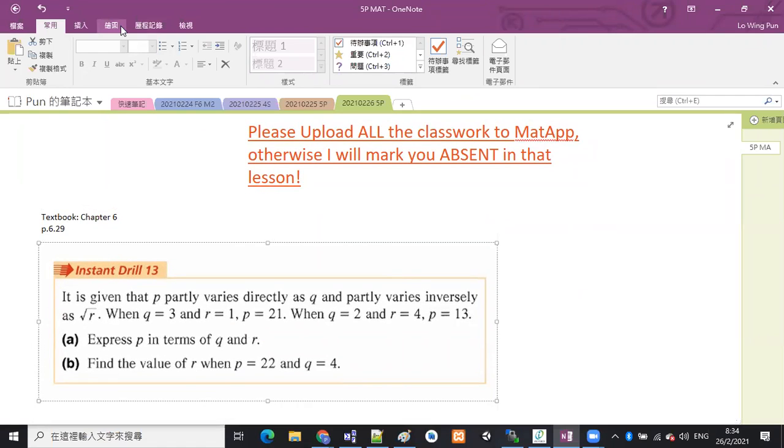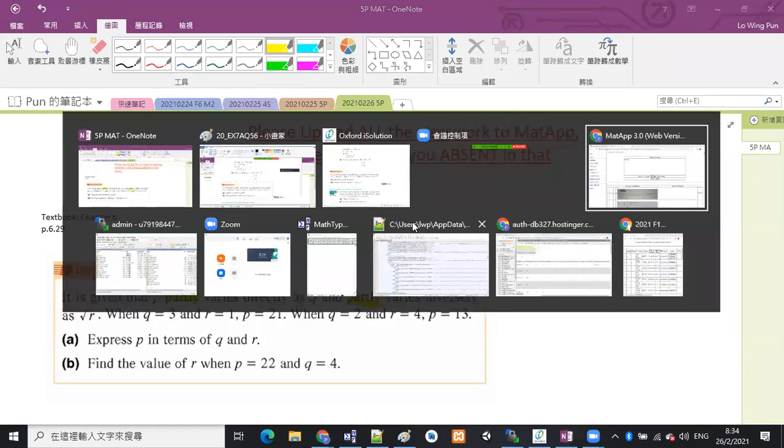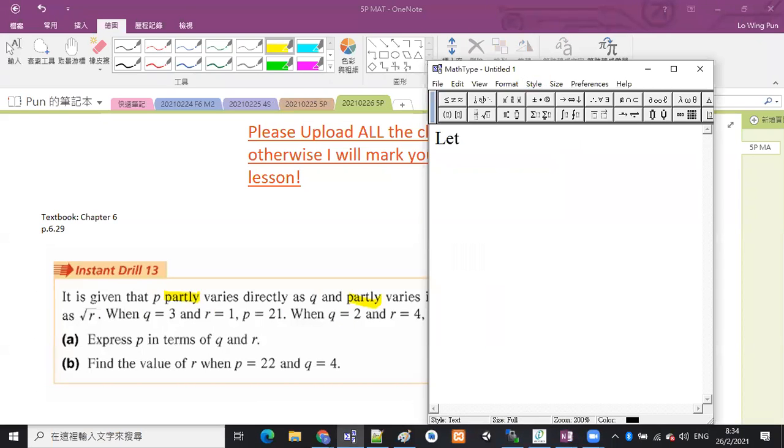Keywords: it is given that P partly varies directly as Q and partly varies inversely as square root R. So can you see that there are two partly and partly, okay? So we will let the subject to be P, right?